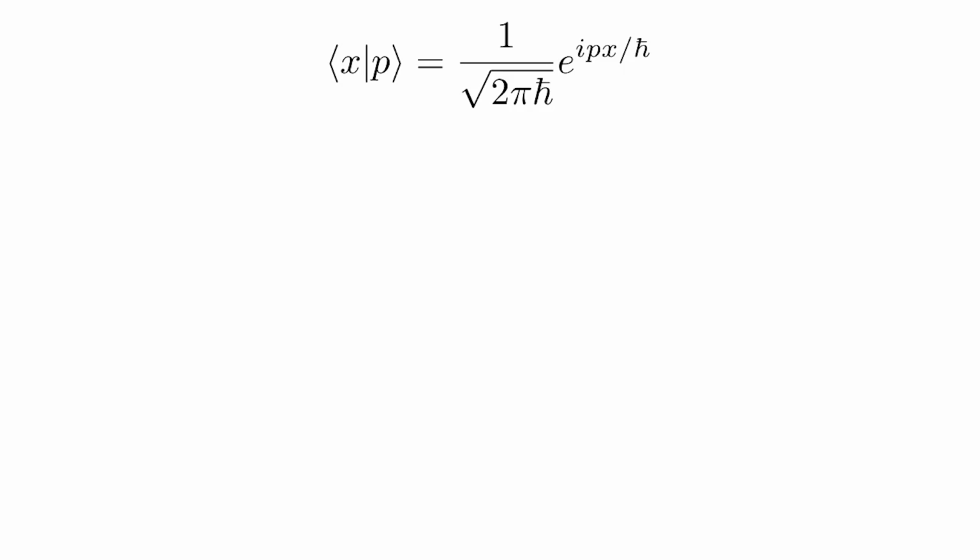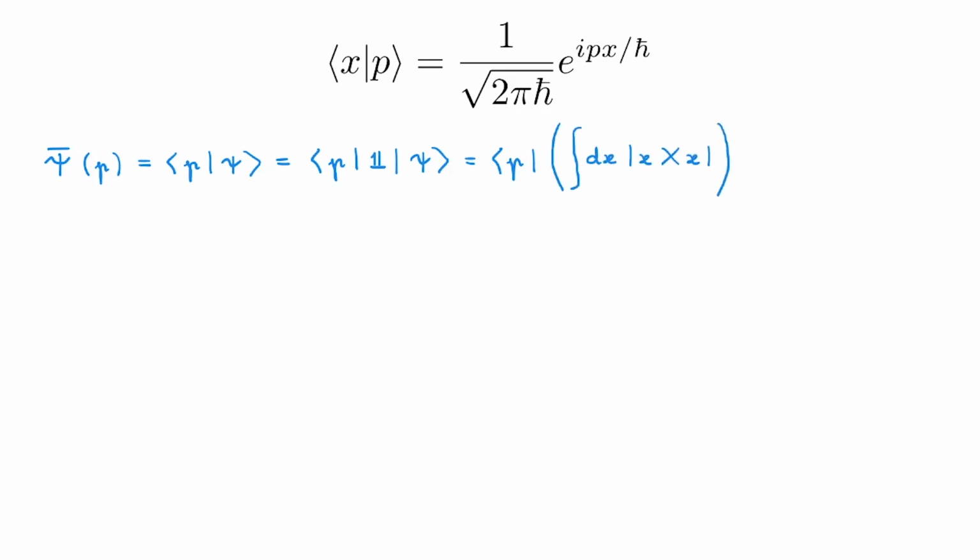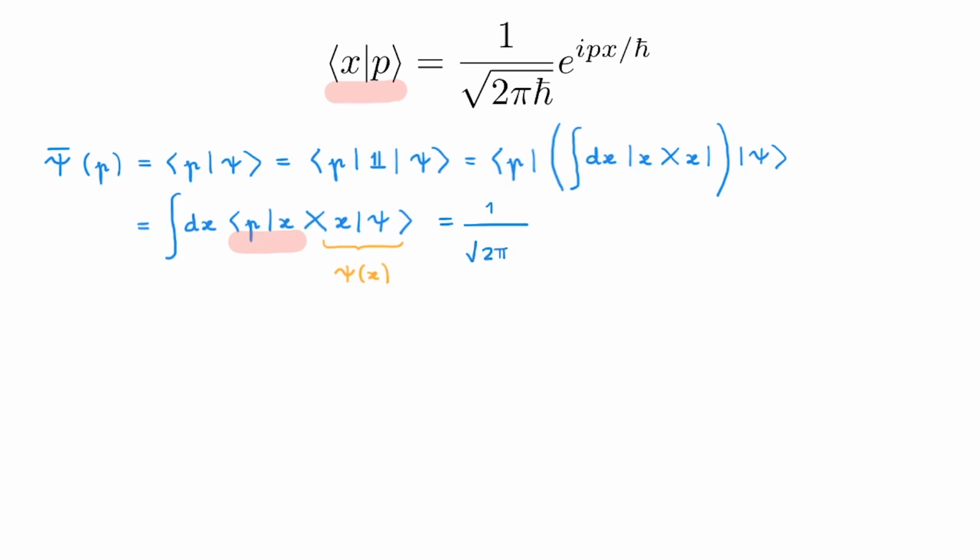So let's finish the job, and let's write ψ bar of p equals the projection of ψ on p, which is equal to ⟨p|ψ⟩, which is equal to ⟨p|, then we insert the resolution of the identity in terms of x, which is the integral of dx |x⟩⟨x|ψ⟩, and then we re-express this whole thing as the integral over dx ⟨p|x⟩⟨x|ψ⟩. We can now collect the fruit of our labor, and we identify the ⟨p|x⟩ term as simply the conjugate of the ⟨x|p⟩ term above. We also identify ⟨x|ψ⟩ as simply the wave function ψ of x, and we can therefore write the whole thing as 1 over the square root of 2π ħ times the integral over dx of e to the minus i px over ħ times ψ of x.